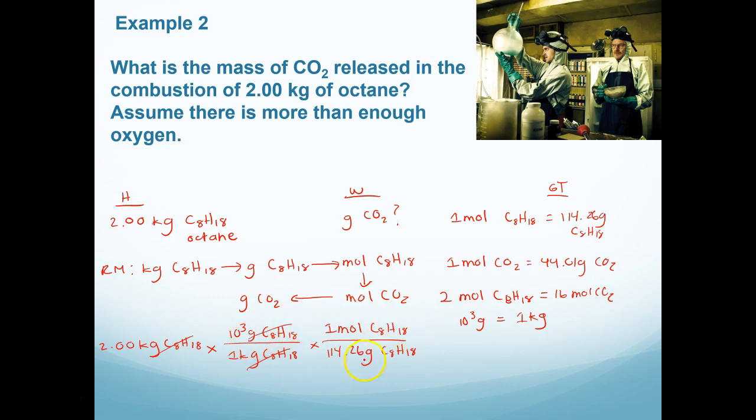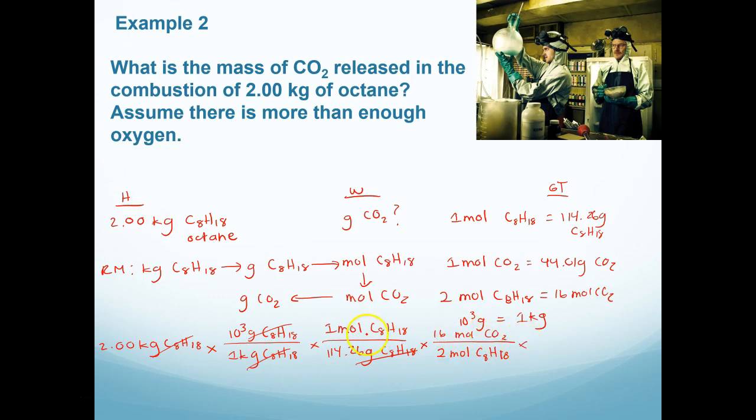Okay, we get rid of the grams. We're currently in moles of octane. We're going to continue to go. It's kind of slanted, that's okay. For every 2 moles of octane, we are producing 16 moles of carbon dioxide.